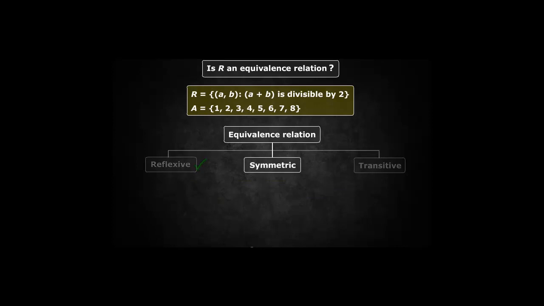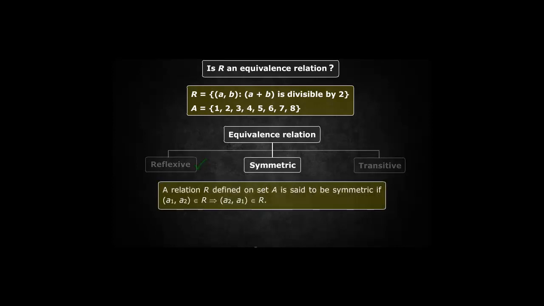Now let's take the symmetry of this relation. A relation R defined on set A is said to be symmetric if (a1, a2) belongs to R implies (a2, a1) also belongs to R. Now to check the symmetry of this relation, let's take any element of R, let's say (1, 3). Now clearly (1, 3) belongs to R because 1 plus 3 is 4, which is divisible by 2. Now what about (3, 1)? Let me tell you one thing. (3, 1) also belongs to R. Same reason, 3 plus 1 equals 4 and this is divisible by 2. So this means that relation R is symmetric as well.